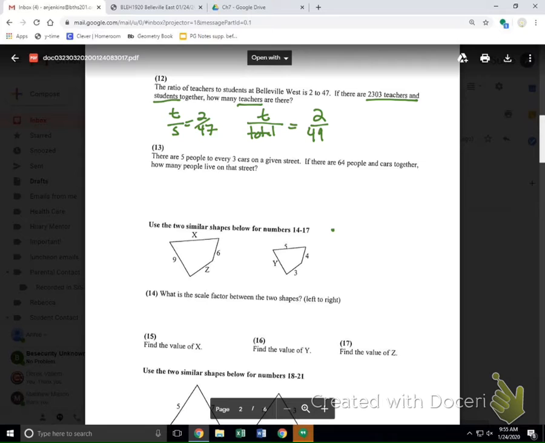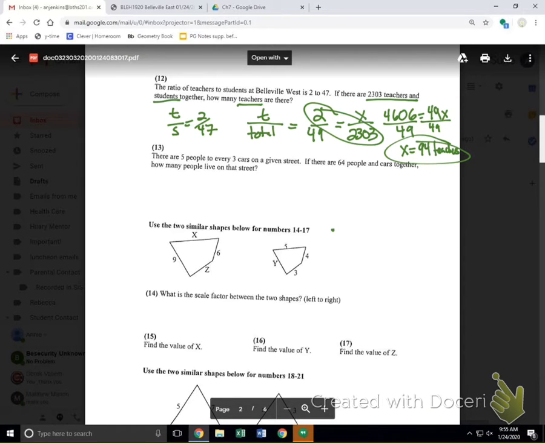And then after that, we want to find out how many teachers there are going to be if we have a total of 2,303 teachers and students. So we're cross multiplying. 2 times that is going to give us 4606 equals 49x. We got to get x by itself. I'm going to divide by 49. What do you get? It's going to be in thousands. 94. And then we know it's teachers.